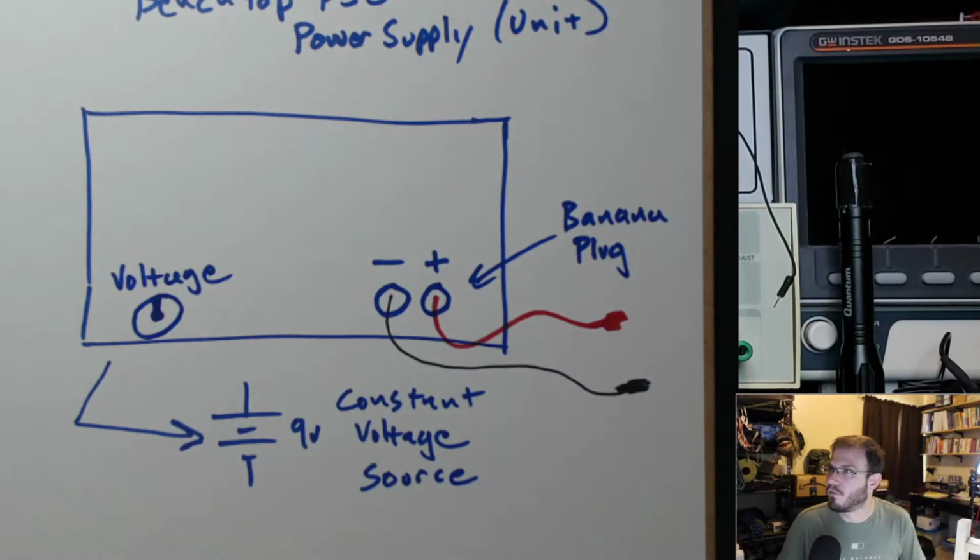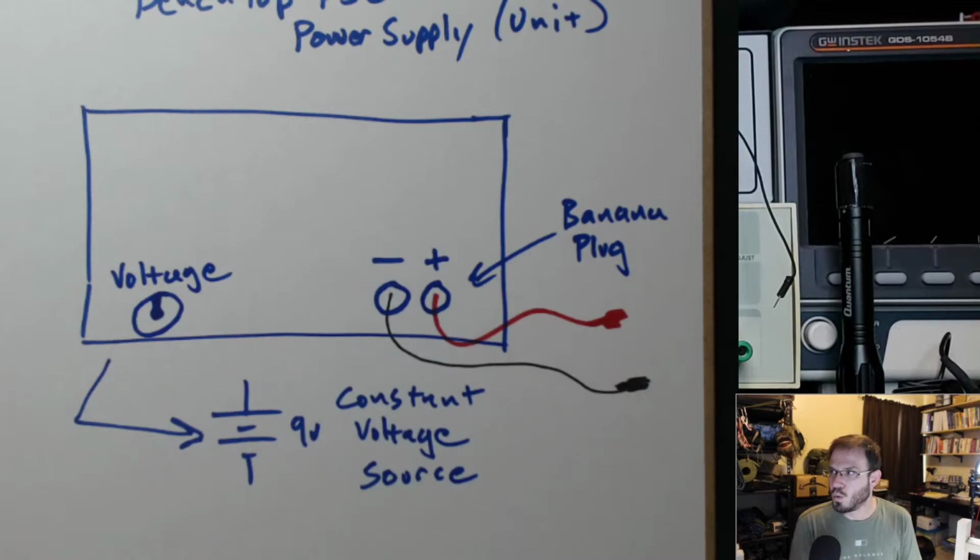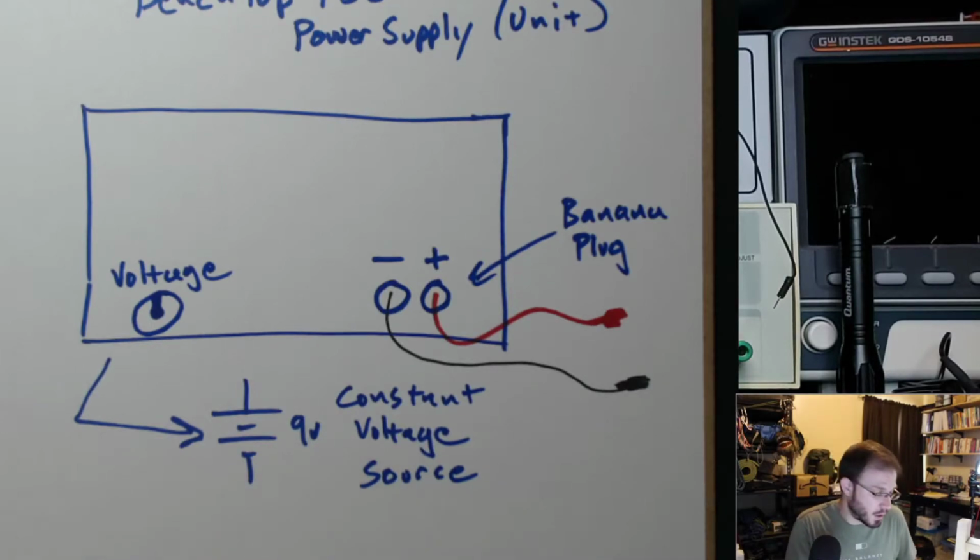So you can take that voltage knob and turn it to whatever voltage you want to provide. Different power supplies have different ranges of voltage. 9 volts is pretty straightforward, and almost every power supply I've ever seen is capable of producing 9 volts. So we won't have any trouble providing 9 volts to our circuit.